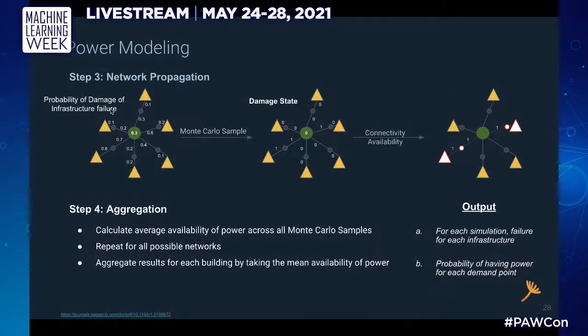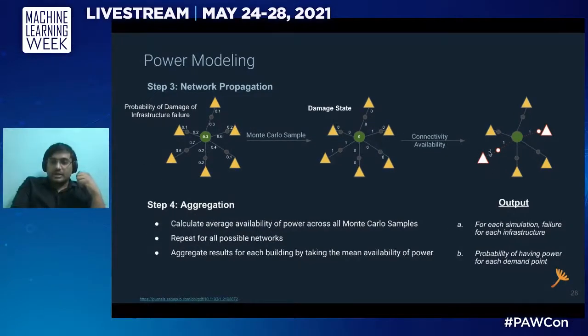Once you have the probability of damage states in this network, we apply Monte Carlo analysis. We create multiple samples, which have different states of what is possible. Then we apply connectivity analysis to understand if a particular Monte Carlo sample allows us to provide power to a particular building consuming power here. Then we aggregate this over all the Monte Carlo samples, and we have the probability of power availability at a particular building location.